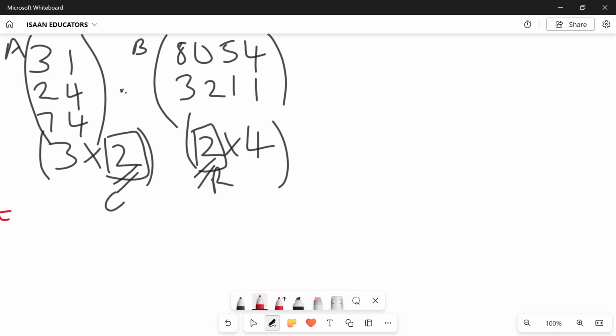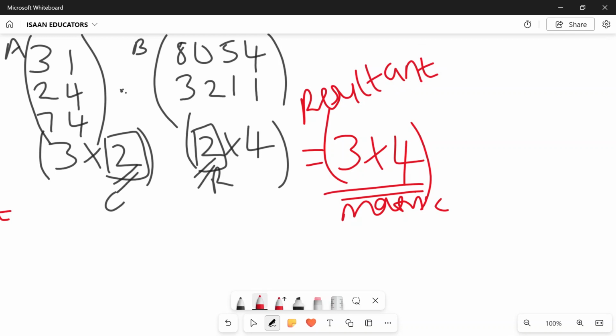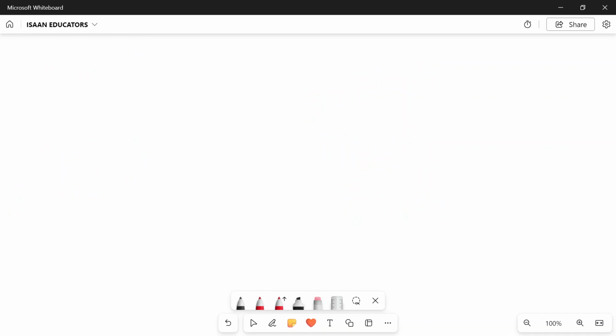We have something in mind, that the resultant matrix must be a 3 by 4 matrix. So when we multiply these two matrices, our resultant matrix must be a 3 by 4 matrix. This will be our resultant matrix. So let us now multiply and prove that we'll get a 3 by 4 matrix.